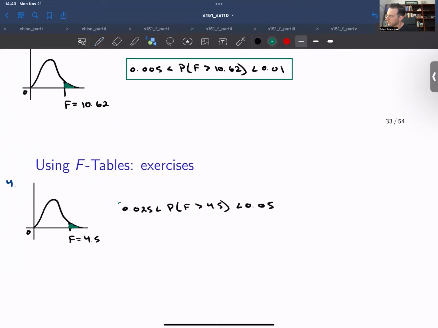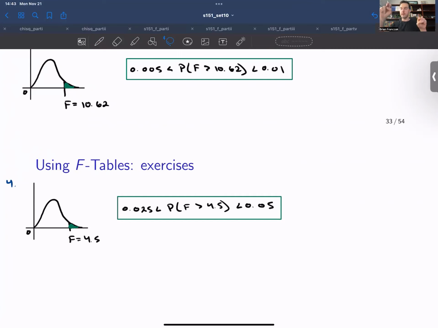So the general strategy is very similar to how we find probabilities with the t-table and the chi-square table. It's just the organization of the F table is different because you first have to match the 2 degrees of freedom, and then you're working in those little sets of critical values now, rather than across the table.